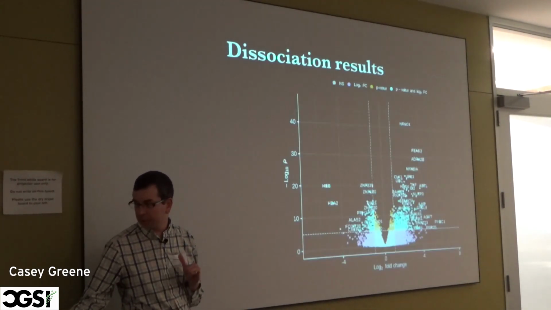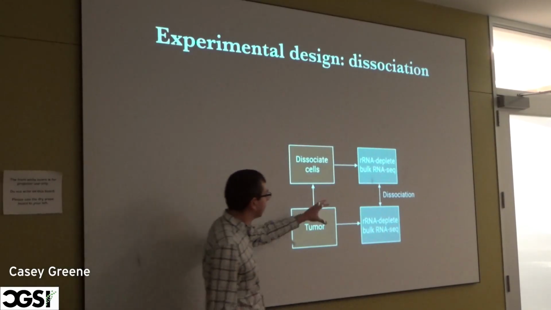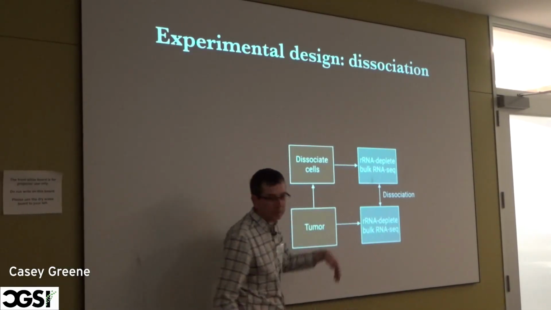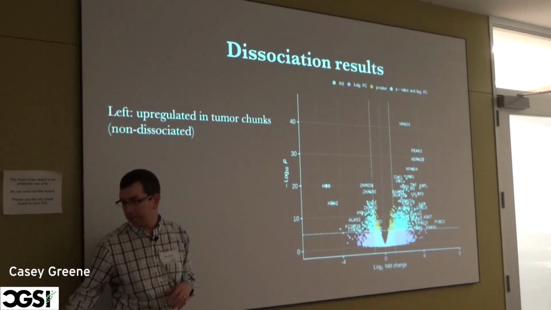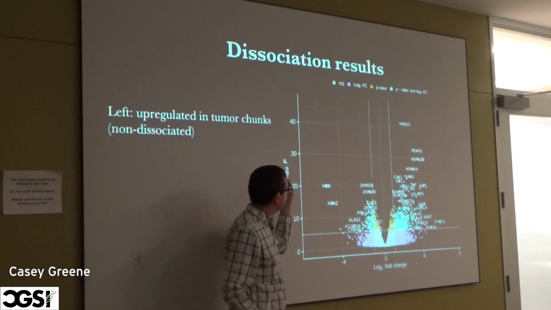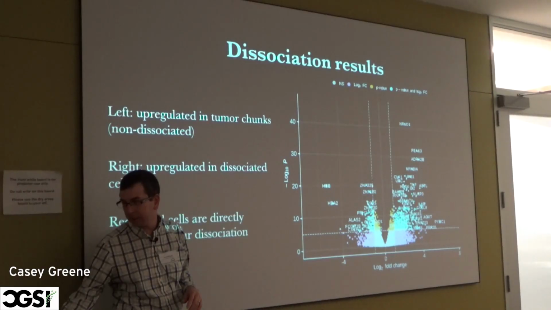Let's see, so dissociation. So dissociation actually matters. So we're going to compare, these are going to be the same RNA prep. We're just looking at the dissociation markers. There's a couple different things that come up. So this is upregulated in the tumor chunks. That's going to be upregulated in the dissociated cells.